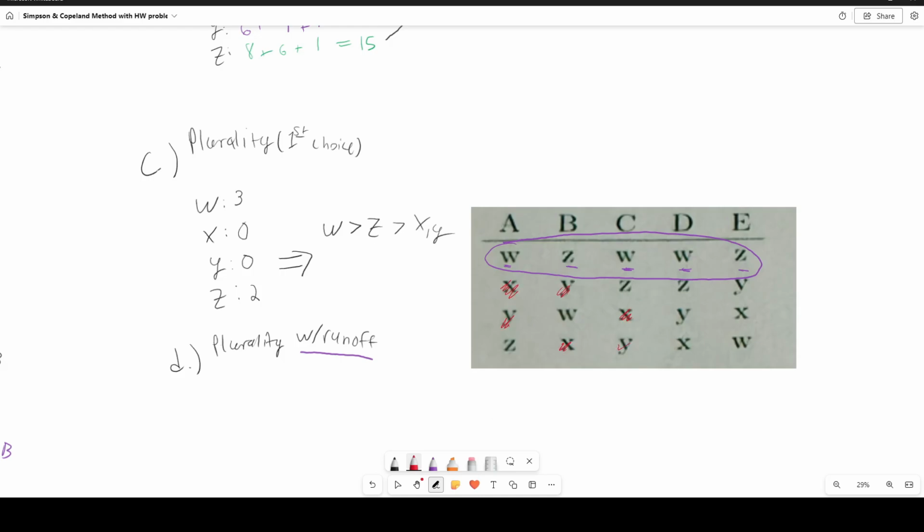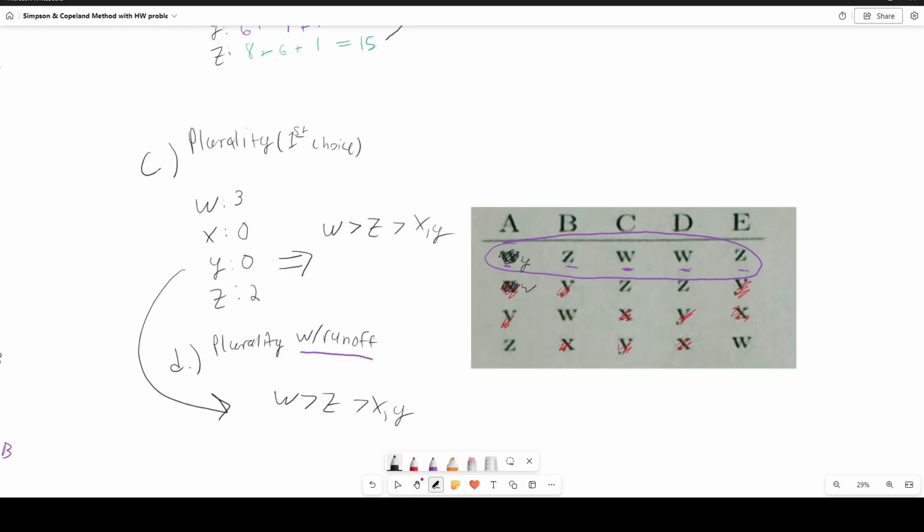So when we go through the table and we eliminate every single X and Y, it doesn't affect the first place standings. It's still W with 3 votes and Z with 2. So our plurality with runoff outcome is going to be the exact same as part C, with W over Z over X and Y. The outcome would be a little bit different if instead of this W here, we had a Y, and then let's say instead of this X, there was a W right here. Then we have in first place a tie, with a tie between 2 W votes and 2 Z votes.